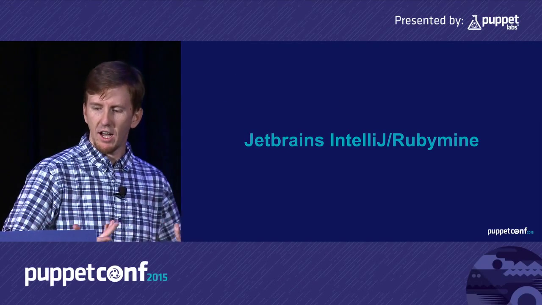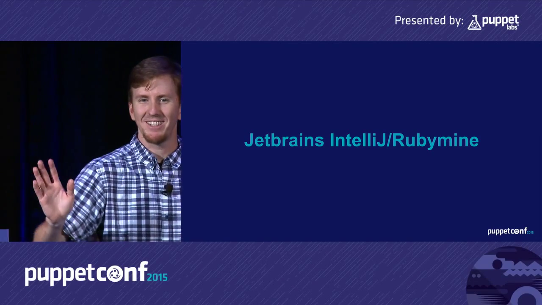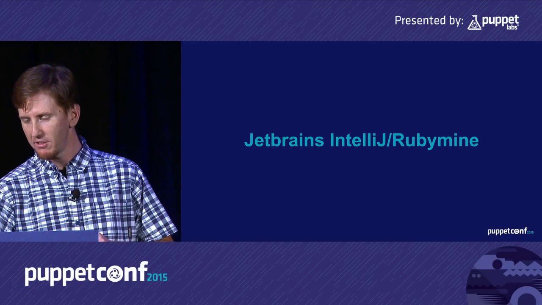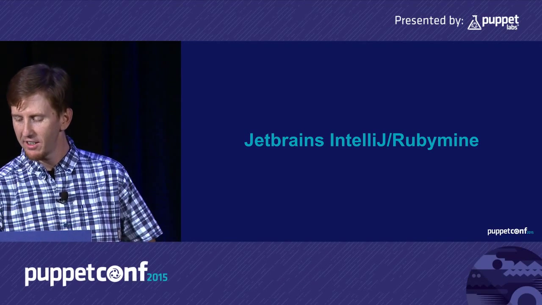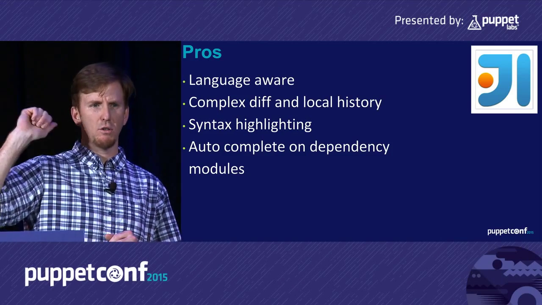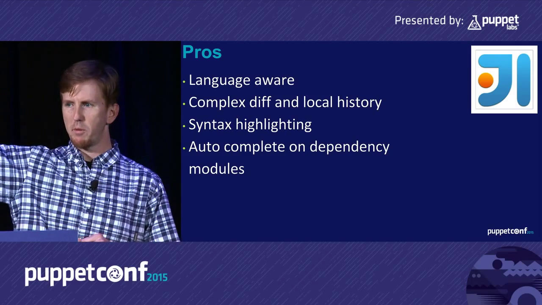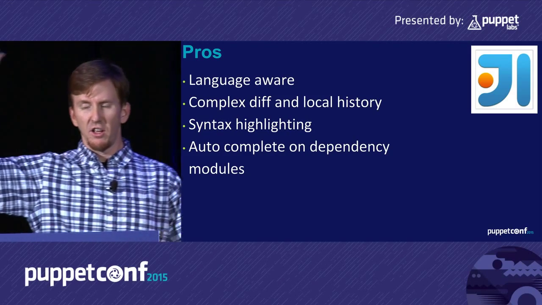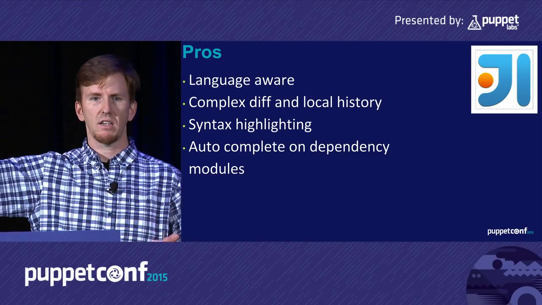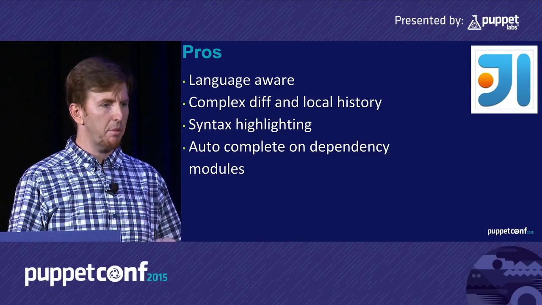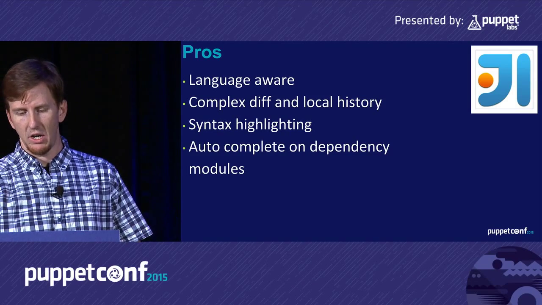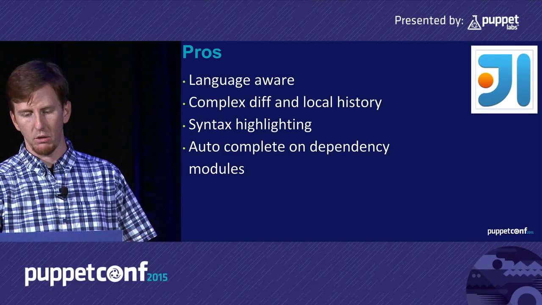My personal favorite, and no, I don't work for JetBrains. I was a Java developer when I was a Windows sysadmin, so I don't know how those two go together, but hey. Pros. Has anybody here used IntelliJ or RubyMine? Okay, it's language aware. So what I mean by that is it understands, like I was talking about, the context of this is going to be deprecated in Puppet 4. This is just bad syntax in general. It'll help you to refactor your code.